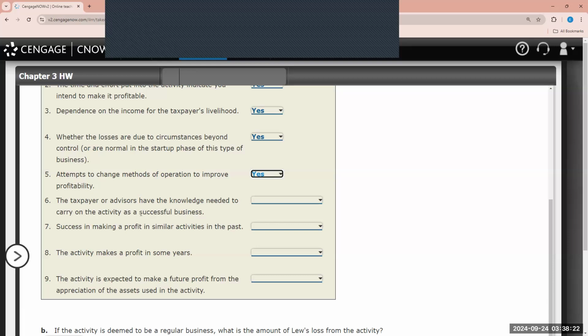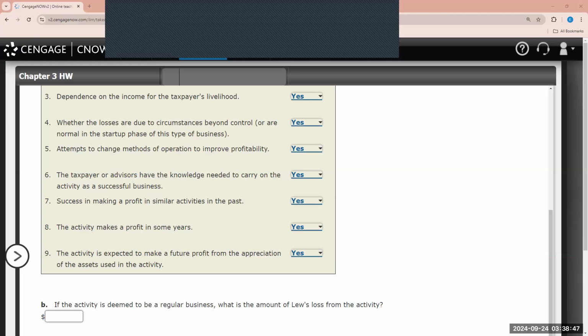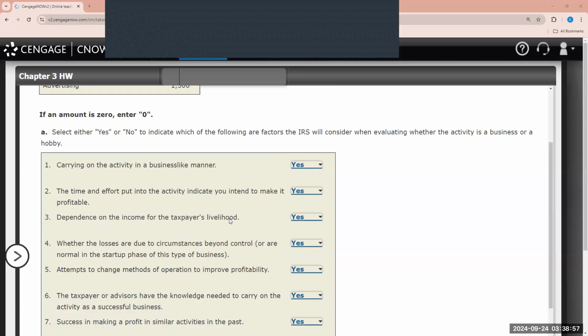The taxpayer or advisors have the knowledge needed to carry on the activity as a successful business, yes. Success in making profit in similar activities in the past, yes. The activity makes profit in some years, yes. The activity is expected to make a future profit from the appreciation of activities using the asset. This is yes. So in this example, if the activity is deemed to be a regular business, what is the amount of loss from the activity?